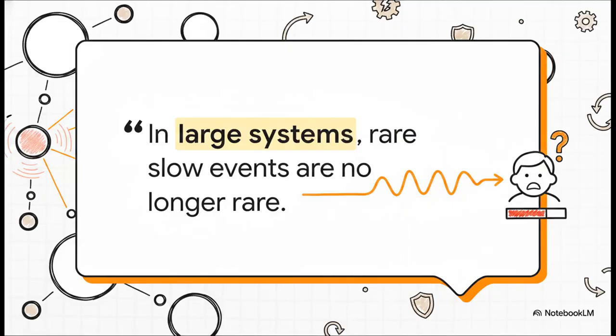Google engineers Jeff Dean and Luis-Andre Barroso hit the nail on the head here. In large systems, rare slow events are no longer rare. Because a single user action touches so many different nodes, if just one node has a 1% chance of being slow, well, the mathematical probability that the user's overall request will be slow quickly approaches 100%. At hyperscale, edge cases aren't anomalies. They are constant, everyday operational realities.